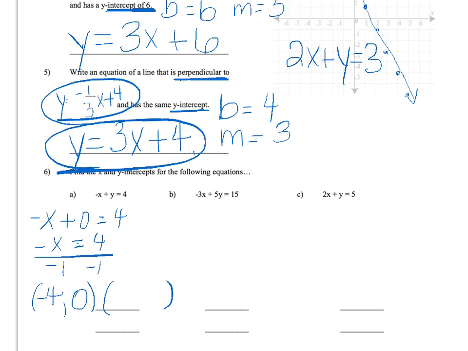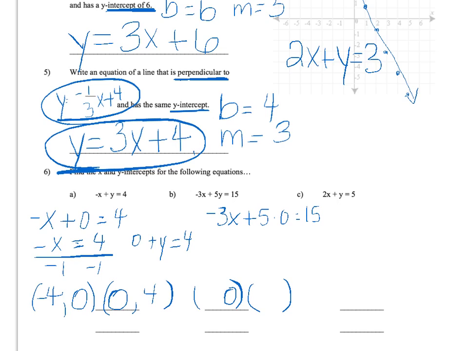If you want to find the y-intercept, you're going to set the x equal to 0, and so it would be 0 plus y equals 4, or just y equals 4. You're going to do the same for b and c. And for b, we're going to set the y equal to 0 first, so we get negative 3x plus 5 times 0 equals 15. Well, that's just negative 3x equals 15. And so we have an x-coordinate of negative 5. And that makes the x-intercept negative 5, 0.